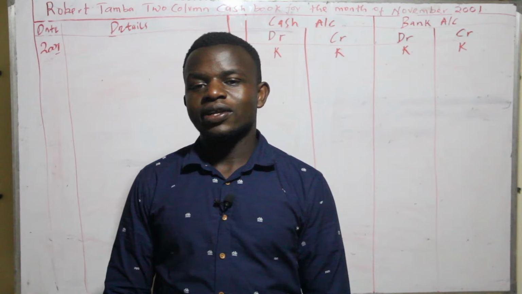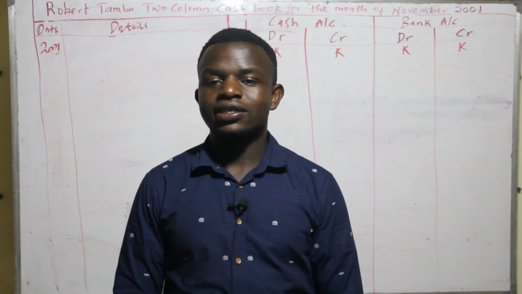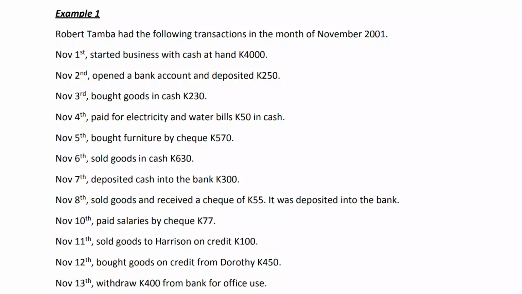So we have this example that we're going to use. You can see it on the screen. It reads, Robert Tamba had the following transactions in the month of November 2001. On the 1st of November, started business with cash at hand amounting to 4,000 kwacha. 2nd of November, opened a bank account and deposited 250 kwacha. Then on the 3rd of November, bought goods in cash amounting to 230 kwacha.